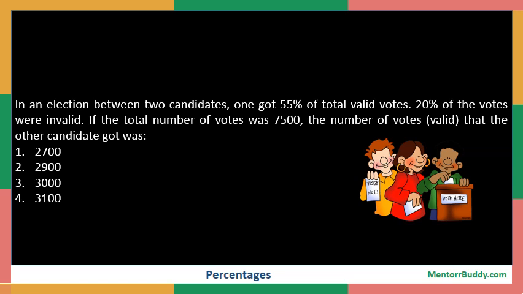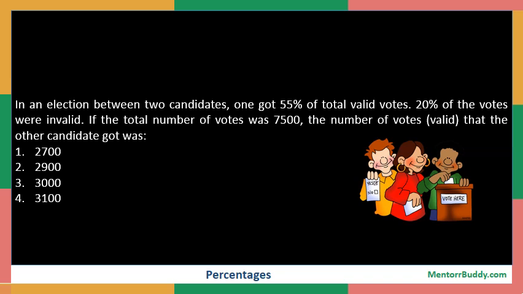We have a question based on percentages. The question is, in an election between two candidates, one got 55% of total valid votes. 20% of the votes were invalid. If the total number of votes was 7,500, the number of votes that the other candidate got was... And then we have four options with us.